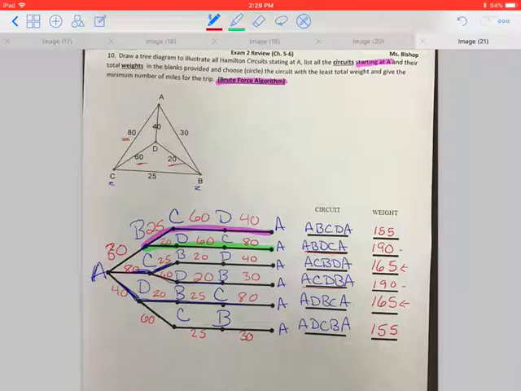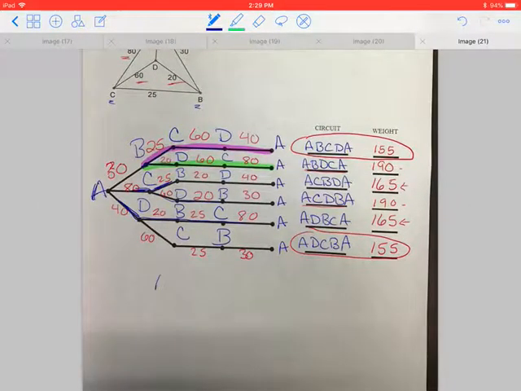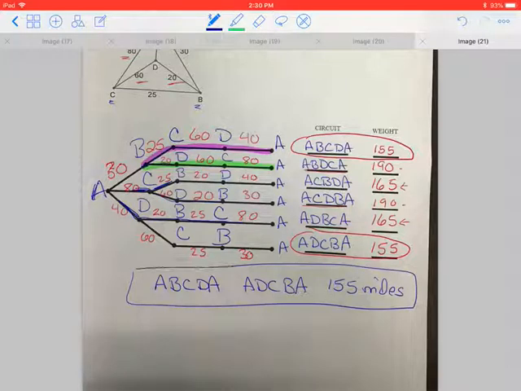So at this point, I've got to pick my answer. Remember, I want the one with the least weight. This is supposed to be number of miles. So I've got two that have the least weight. So I'm going to write down my answer. Over here, I can go A, B, C, D, A, or A, D, C, B, A. So these are just reverse versions of each other. And my distance would be 155 miles. And those would be my cheapest or my best routes.